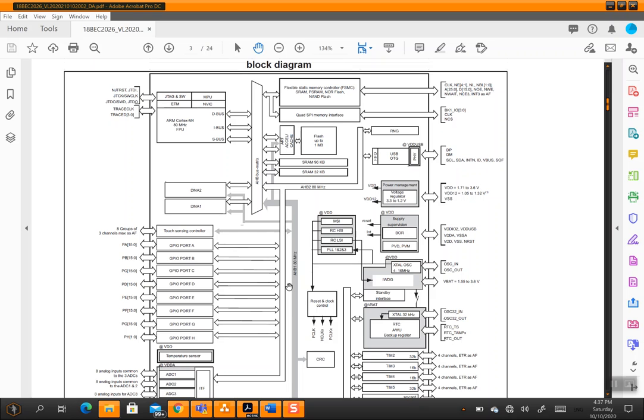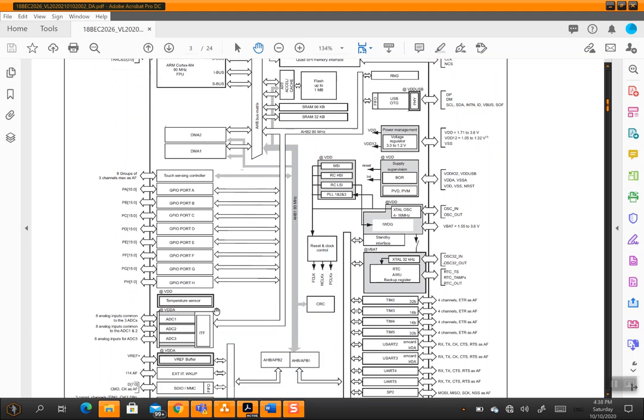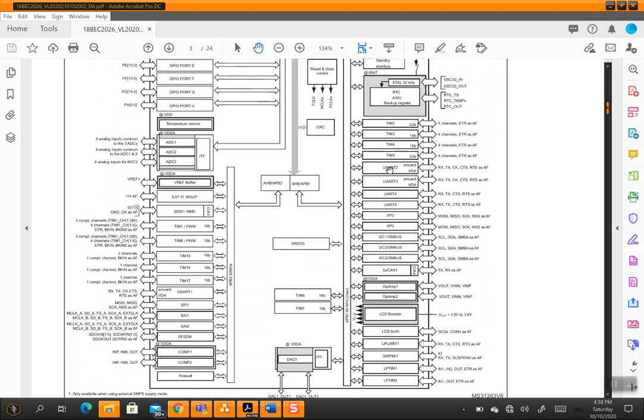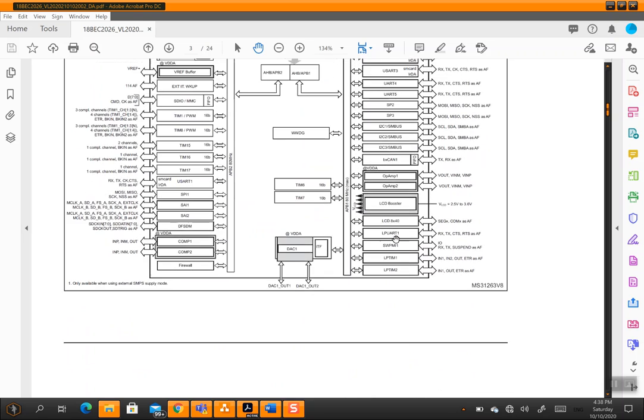This next block diagram is the detailed block diagram of my selected microcontroller. Here also there are different parts which are essential to the microcontroller. There is a flash memory around here, and there are some ports around here which are used for accepting inputs. There are also UARTs, which are output ports used to send data to any sensor or any other electronic device.